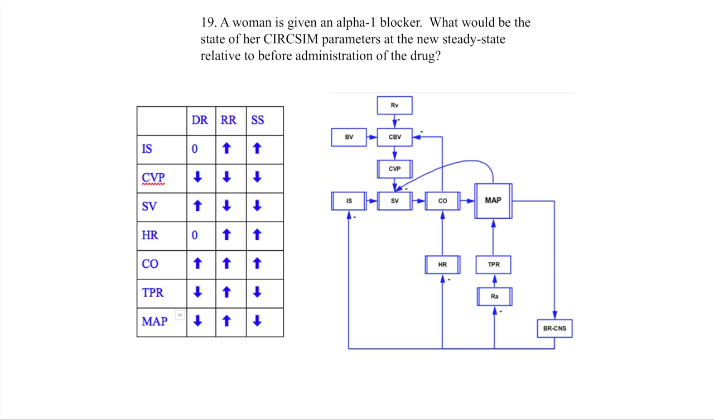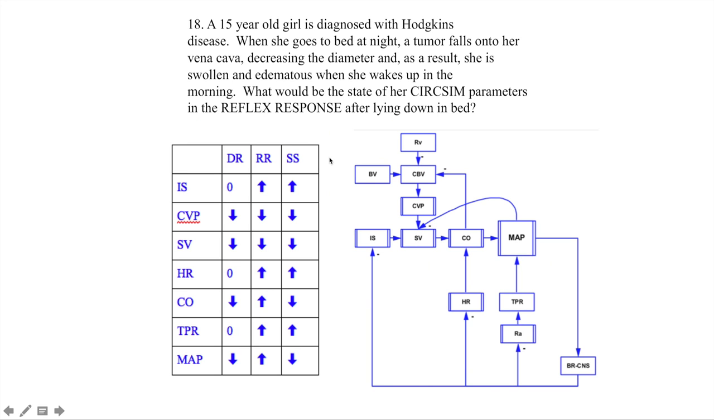You give a woman an alpha blocker, which causes a vasodilation. What is the new steady state? By the way, this only asked for the reflex response, so when you actually look at the answer, it matches the reflex response here. They put that in all caps. Just so, and occasionally I do ask a question like that.